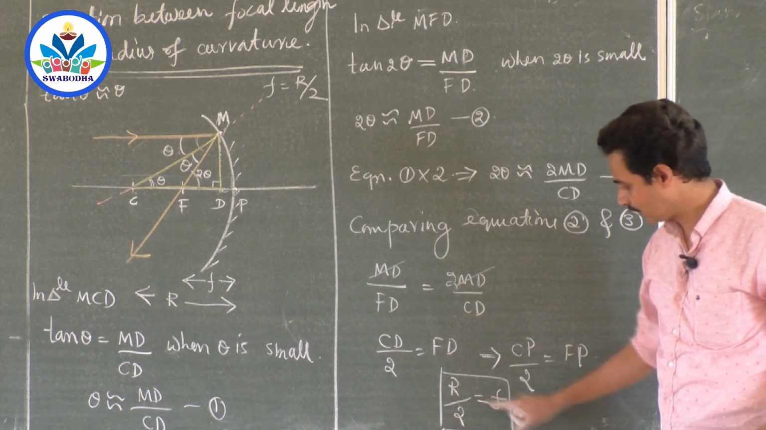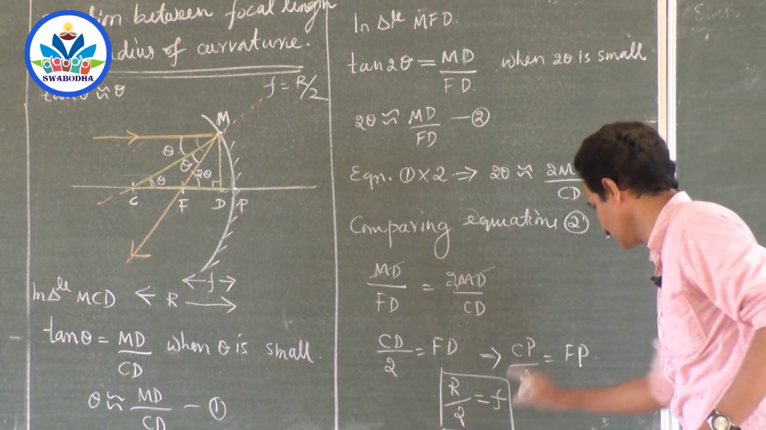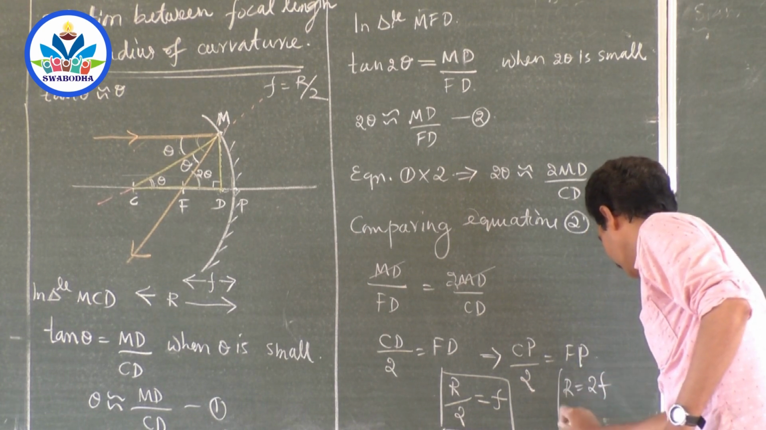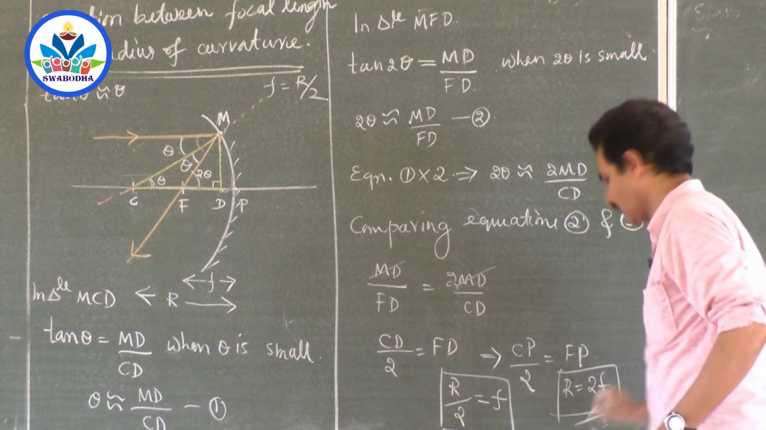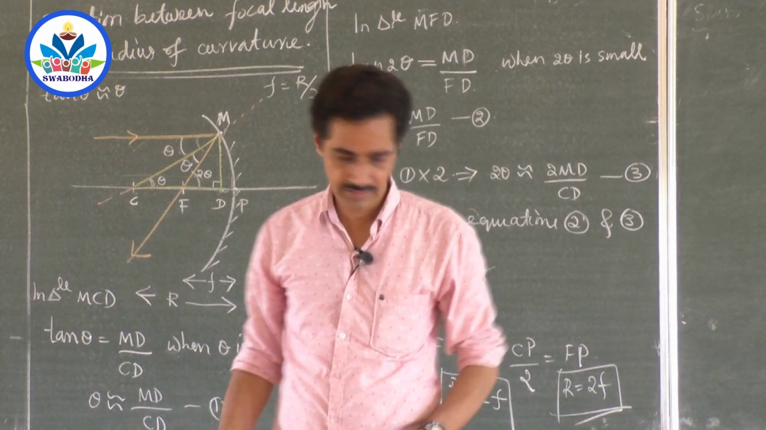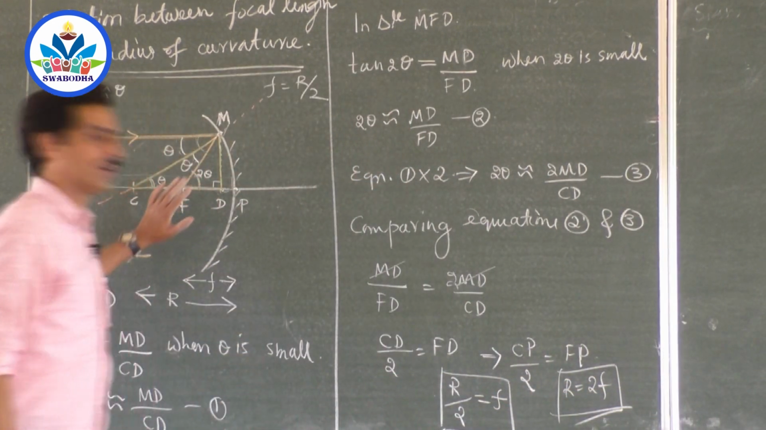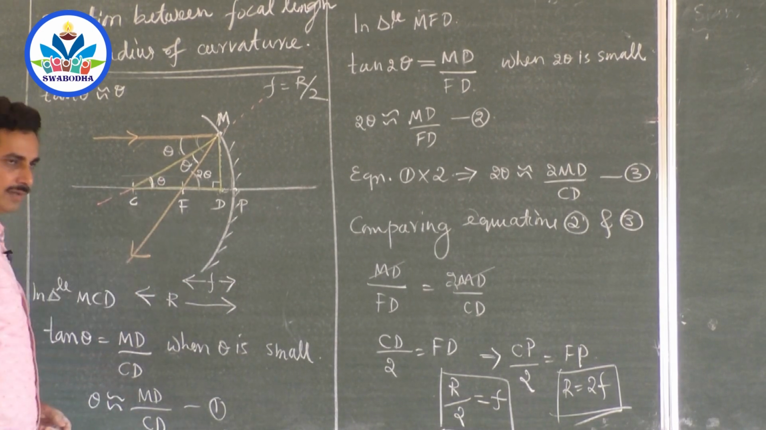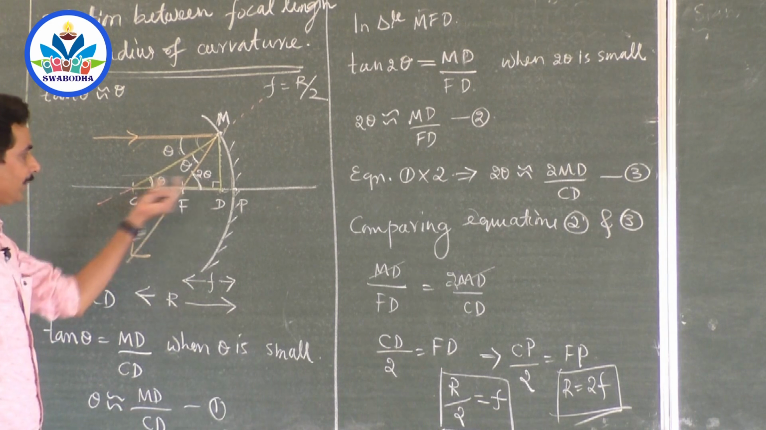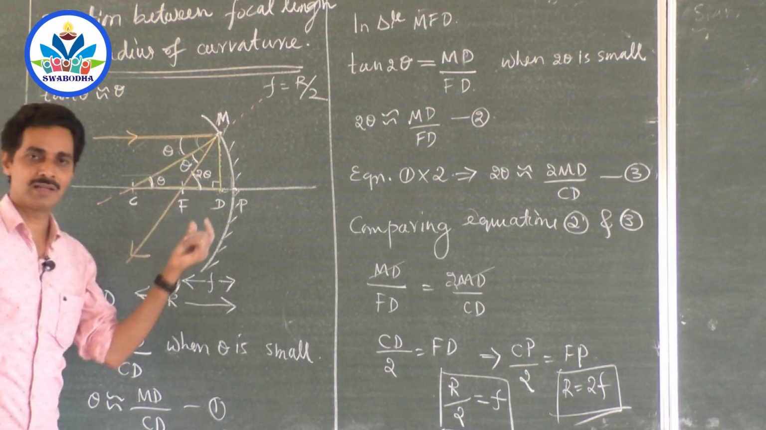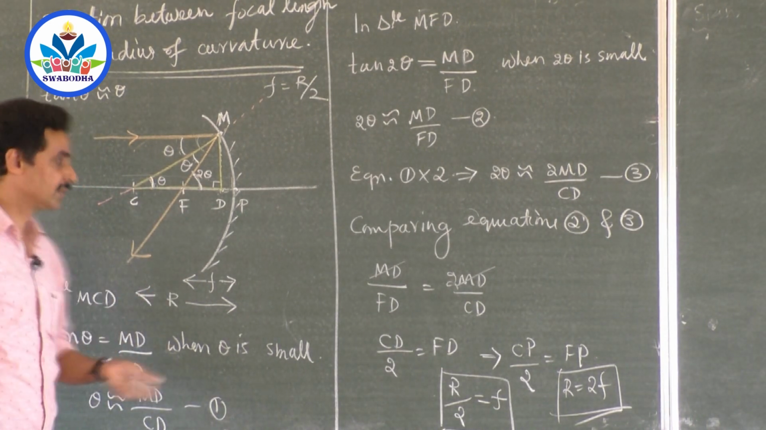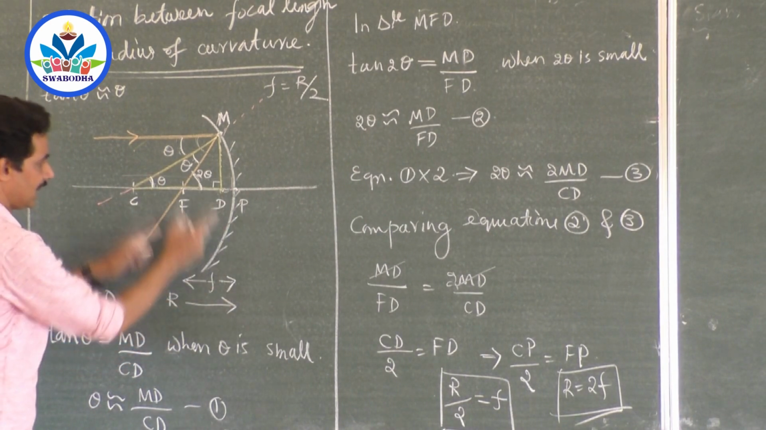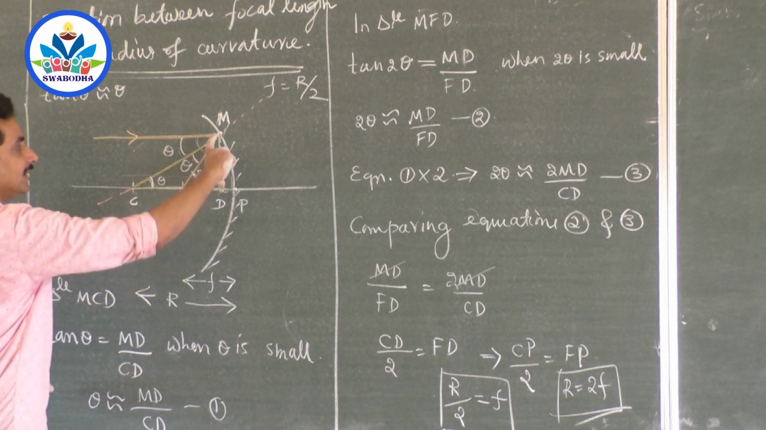So once you know that you are going to prove either R by 2 is equal to F or R is equal to double the focal length, radius is double the focal length or focal length is half the radius. If you know that, after drawing this diagram, definitely you will come to know that you must take theta and 2 theta because one is double the other. And the best trigonometric function which will help you is tan theta, because radius and focal length come here and this will be the common.